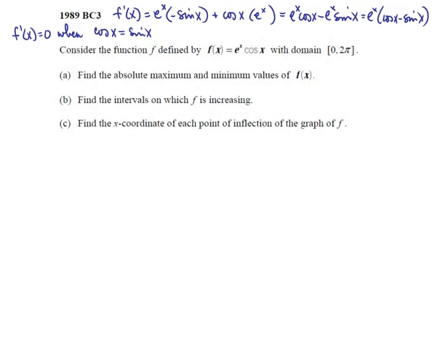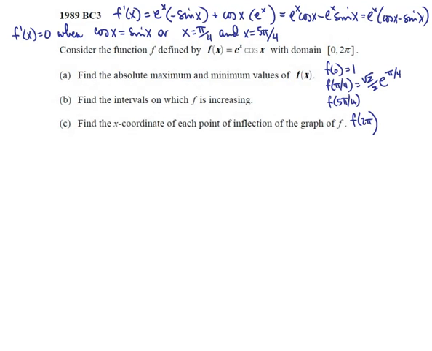Cosine x equals sine x in the first and in the third quadrants, for reference angle pi over 4. So we know our critical values, and then we just need to test the original function at the endpoints and the critical values. F of 0, back to the original function, is 1 times 1, which is 1. F of pi over 4 gives you e to the pi over 4 times square root of 2 over 2. F of 5 pi over 4 is going to give you e to the 5 pi over 4, and cosine of 5 pi over 4 is negative root 2 over 2. And finally, f of 2 pi is going to give you e to the 2 pi, and then cosine of 2 pi is 1, so that's that.